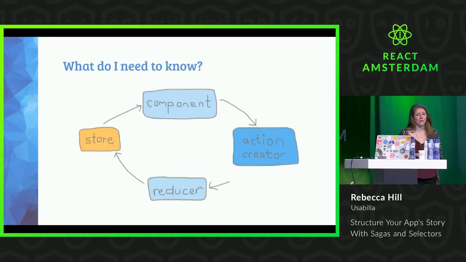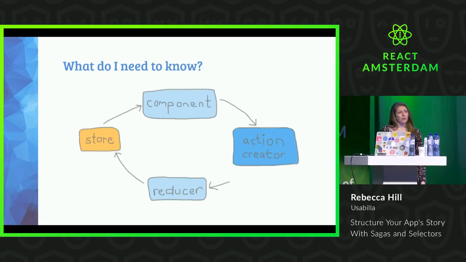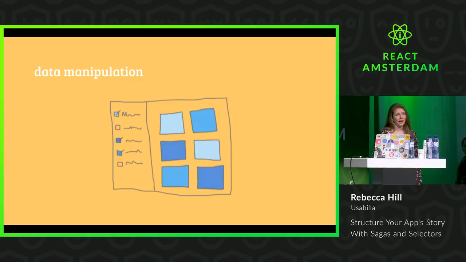Okay, so the focus of my talk is going to be on apps using Redux, and a very, very quick recap, just in case you haven't used Redux before. Components use action creators to dispatch actions that are picked up by pure functions called reducers. These create new versions of the application state for the store, which components read, and then the cycle starts all over again. Okay, so let's start with data manipulation.